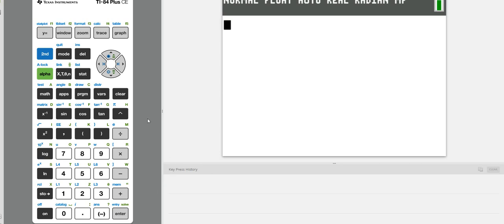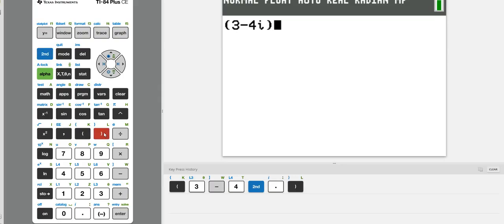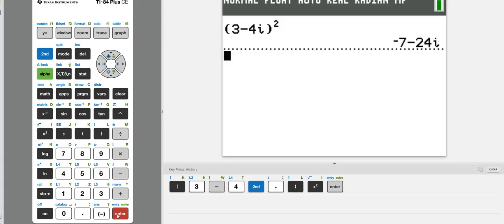So, from the home screen, let's type in 3 minus 4i and see about squaring it. Left parenthesis, 3 minus 4. And if you're wondering where the i key is, it's right there above the decimal key. What do you think I have to do to get that i out of my calculator? Yeah, you have to hit the second key. Second, and then i, right parenthesis, and then the real power move is to hit the square button over here to the left. So 3 minus 4i squared, and bam.